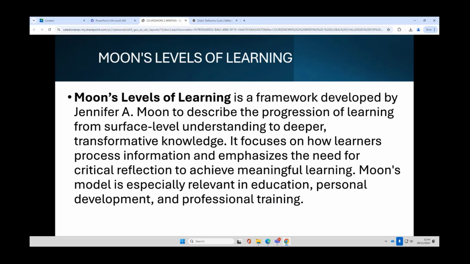I'd be looking at journal articles and books and multiple of them. How do you use them and summarize them and synthesize them and produce a report of your own? And that is a really important difference, okay? Surface learning and deep learning and transformative knowledge. It focuses on how learners process information and emphasizes the need for critical reflection to achieve meaningful learning. Moon's model is especially relevant in education, personal development, and professional training.